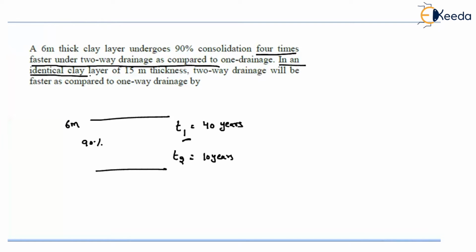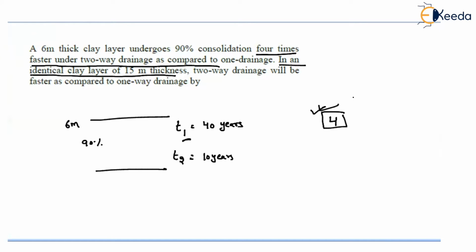In an identical clay layer of 50-meter thickness, two-way drainage will be faster as compared to one-way drainage by how much? Now tell me, how are one-way drainage and two-way drainage dependent? They are dependent only on the drainage path, right? So it doesn't matter what the thickness of the layer is. Your two-way drainage is always 4 times faster than one-way drainage. So again, what is the answer? 4.